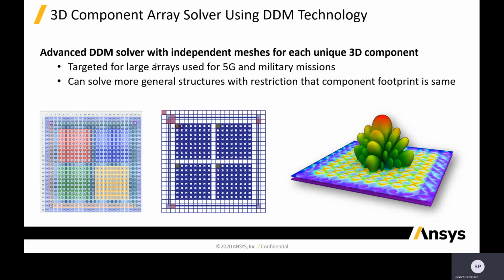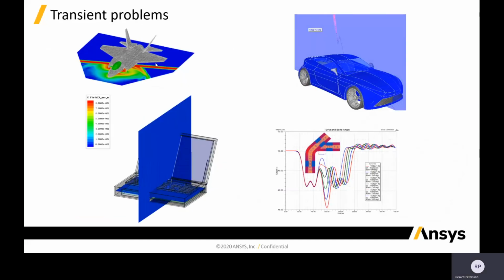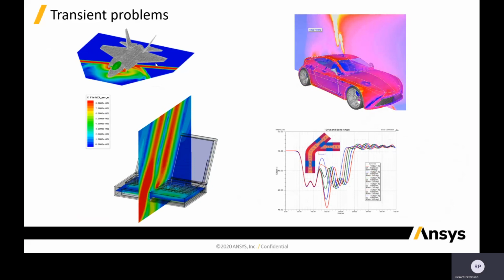Okay. And each unique component, so 14 in this case, is going to be independently meshed, and then you can also independently adapt the mesh for those components to quickly get to the point of solving the full array. Instead of meshing the entire array separately and then adapting the mesh for that entire array, which is much more inefficient for these huge problems.